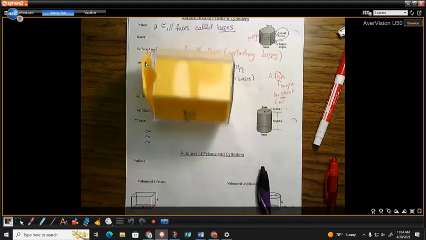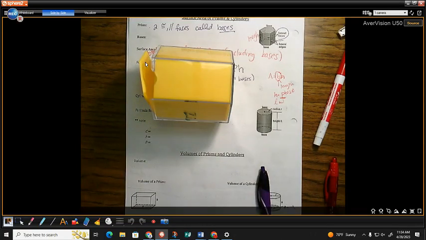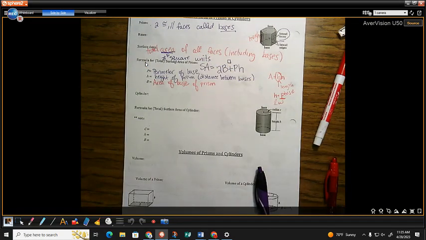Well, what if I lay it on its side? Did my height change? No, I just turned it sideways. The height is always going to be the distance between these 2 congruent bases. So the height might be up and down. The height might be sideways. But it's always the distance between the 2 parallel things. Okay?